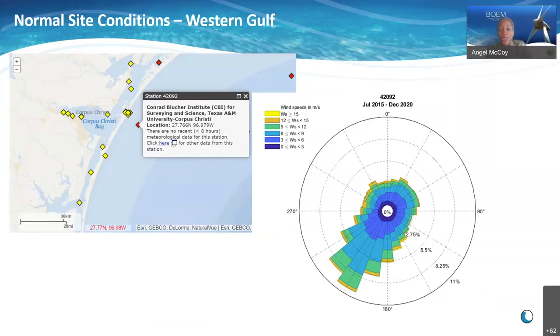But here, starting with the Western Gulf, this is one of those National Data Buoy Center network buoys, and it's located just offshore of Corpus Christi, a little over 5 statute miles offshore in waters that are about 19.2 meters deep. Now, if you remember the previous slide, this is an area in the water where the hub height wind speeds are expected to be right around 9 meters per second. So there's definitely sufficient wind resource there.